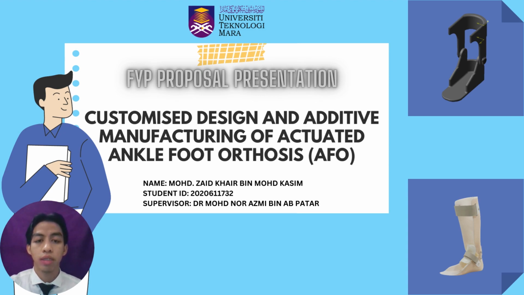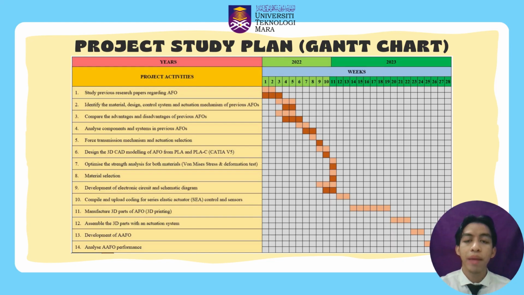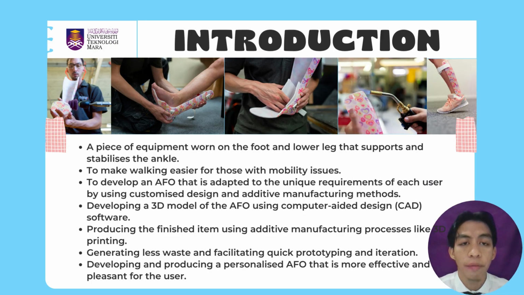I plan my project activities by using the Gantt chart method, and this is my project activities for this semester and the next semester. An AFO is a piece of equipment worn on the foot and lower leg that supports and stabilizes the ankle. It is frequently used to make walking easier for those with mobility issues.